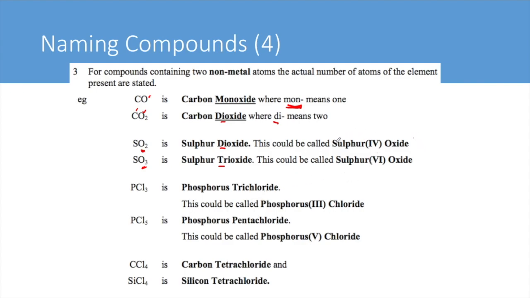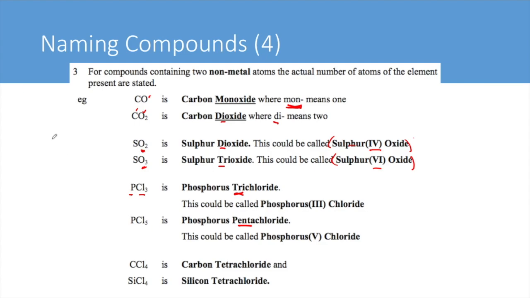You can ignore this part. We don't have to worry about the oxidation state yet, because this is generally done in year 11, where we learn the redox numbering of the elements. Now PCl3 again, phosphorus, and I see 3 chlorine, so it becomes trichloride. So you see tri here, it indicates 3. Phosphorus pentachloride, that means penta is 5.